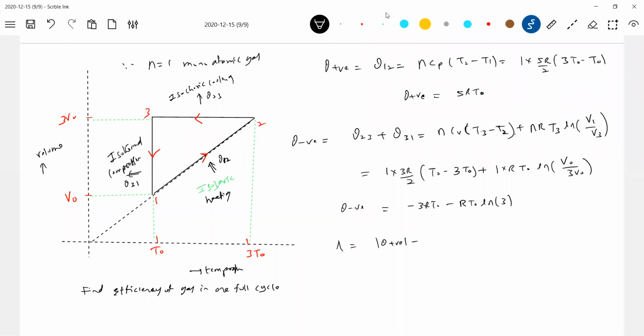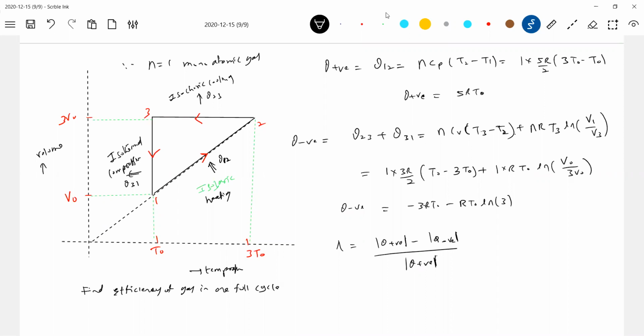What is the formula? Mod of Q negative by mod of Q positive. Though Q positive is positive, it is a practice to write mod for both, because if I write mod for only this negative one, we may get confused. That's why we are writing it. Substitute this, and you will get it.